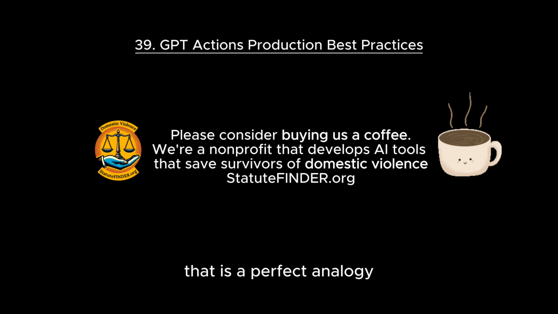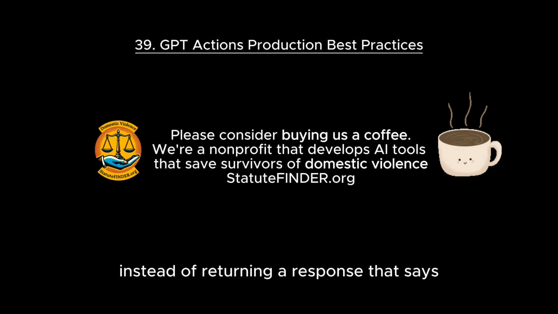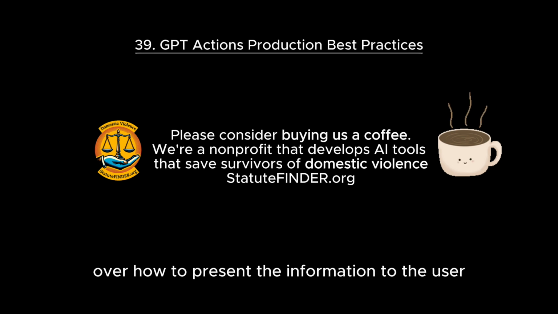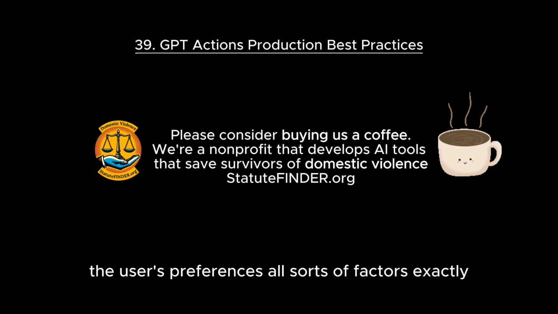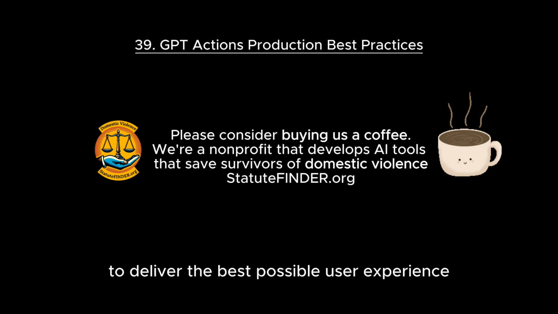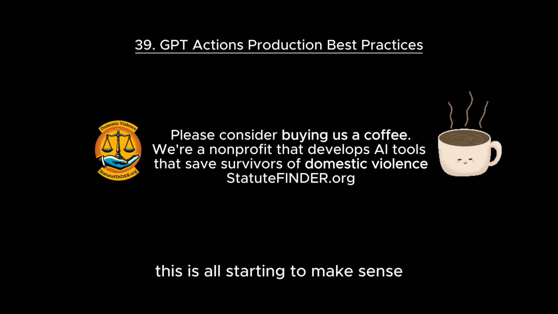That is a perfect analogy. So, for example, instead of returning a response that says, you have 3 items on your to-do list, buy groceries, walk the dog, and pay the bills, you would just return a JSON object that contains that raw data. Todos: buy groceries, walk the dog, pay the bills. Okay, so raw data gives ChatGPT more creative control over how to present the information to the user. It can adapt its response based on the context, the user's preferences, all sorts of factors. Exactly. It's about empowering ChatGPT to deliver the best possible user experience. This is all starting to make sense.